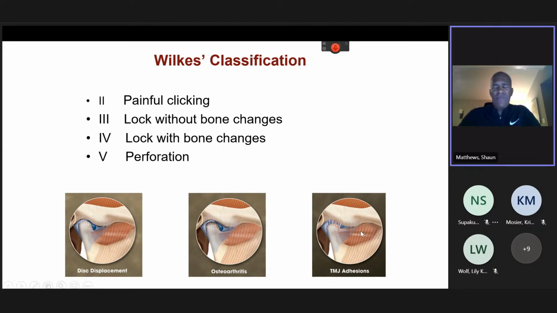And stage 5 is end-stage joint disease, where everything that can go wrong has gone wrong within that joint. So it's a terminal end-stage affected joint. This is the Wilks classification. I implore you to know about this.